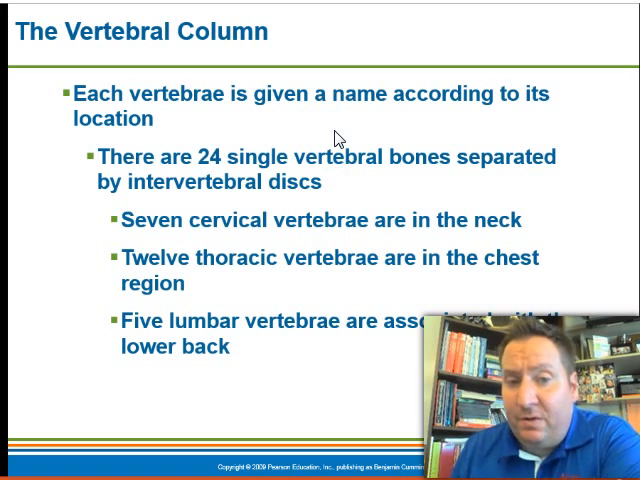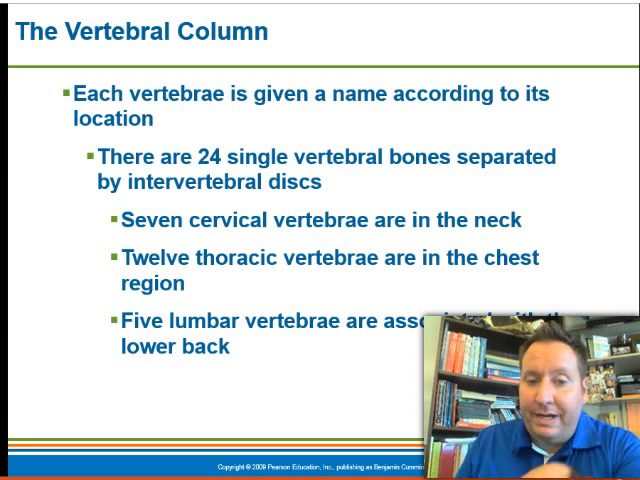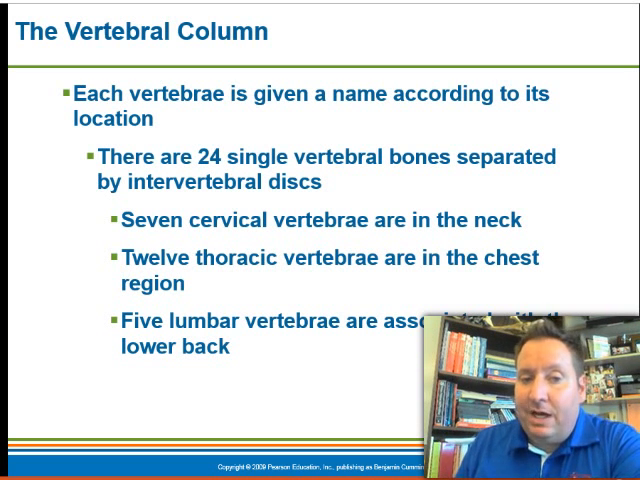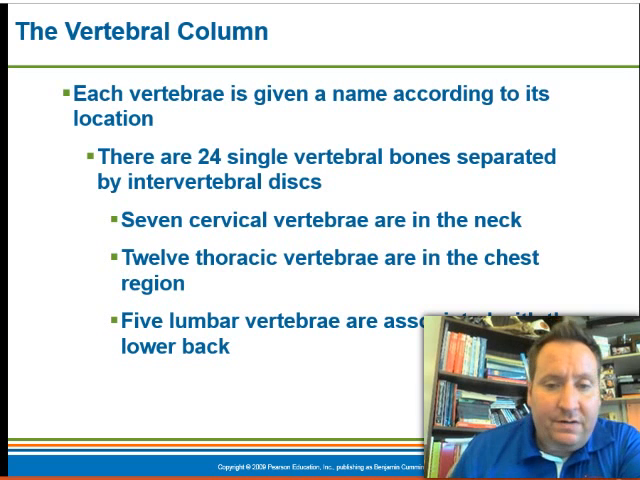Taking a look at the vertebral column, remember the vertebral column, we have 7 cervical vertebrae, 12 thoracic vertebrae, 5 lumbar vertebrae. You guys should know that 7, 12, 5 number. You eat breakfast at 7 o'clock, you eat lunch at 12 o'clock, you eat dinner at 5. So you have 24 single vertebrae.